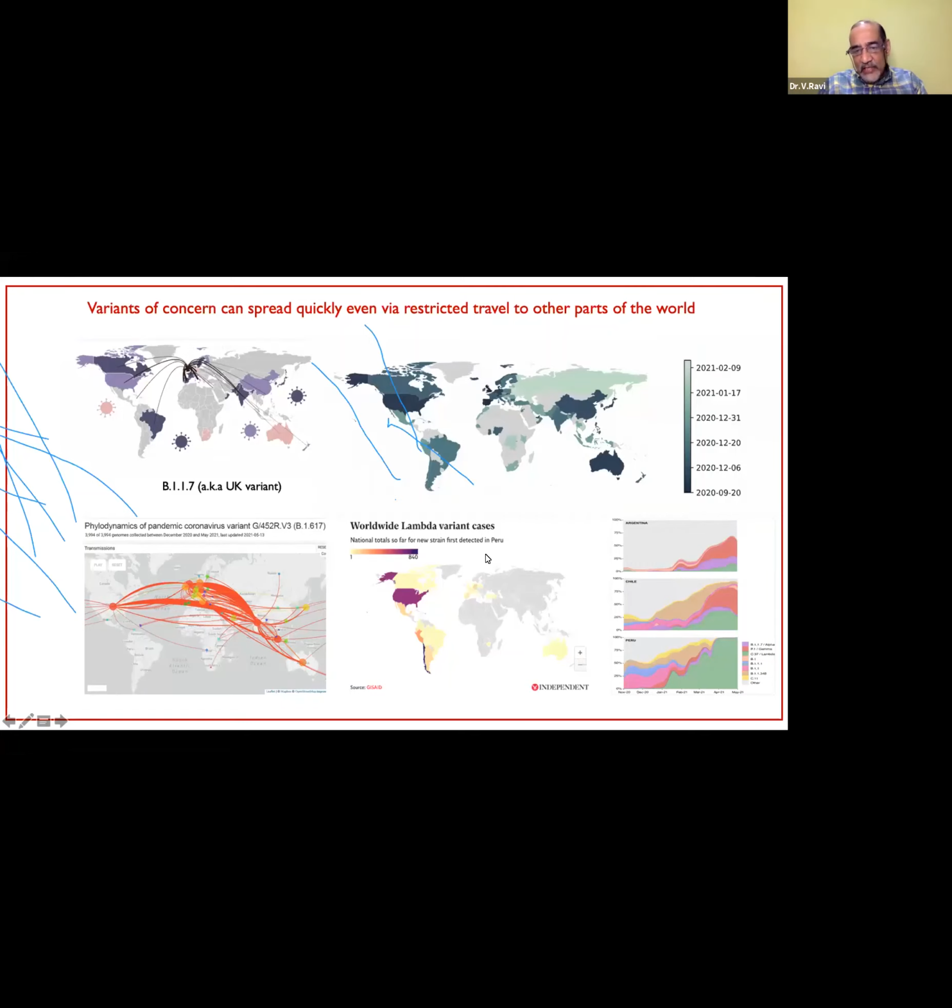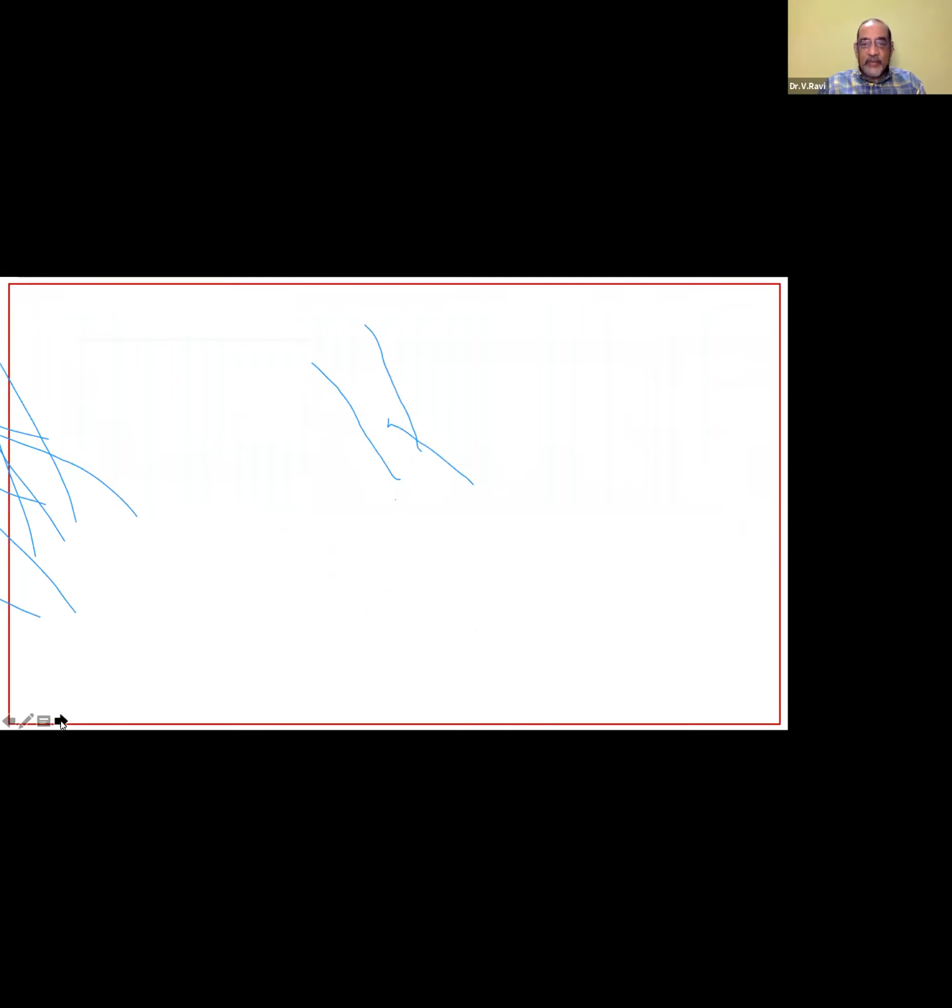And in the last 2 weeks, we had the Lambda variant. The Lambda variant was first detected in Peru and then spread to Chile and Argentina. Cases have been reported from the United States, from Europe, from Australia, and as many as 29 countries. The map on the right, that panel you see, shows that in Peru, it has completely replaced circulating variants and it's only Lambda that is present. In Chile, it is 30 to 40%. And in Argentina, it's raising its ugly head. It's already 20%. It is still not reported from India.